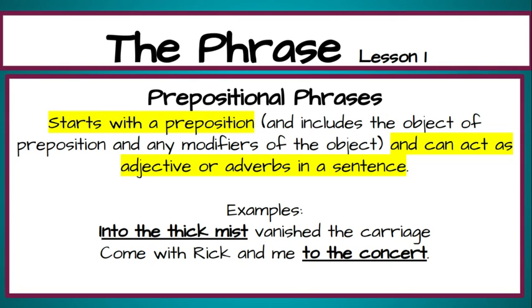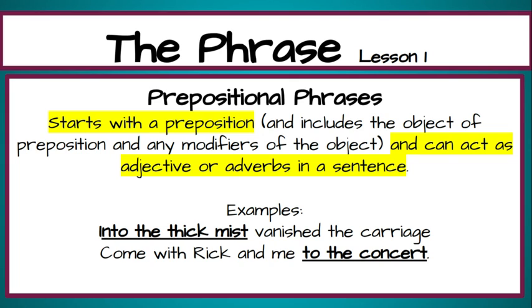So a prepositional phrase starts with a preposition. I put in parentheses here and includes the object of preposition and any modifiers of the object. However, we haven't yet spoken about objects and what that means, so I'm not expecting you to understand that part of the definition. What I am expecting you to be able to understand are the highlighted parts. So a prepositional phrase starts with a preposition and can act as an adjective or an adverb in a sentence.